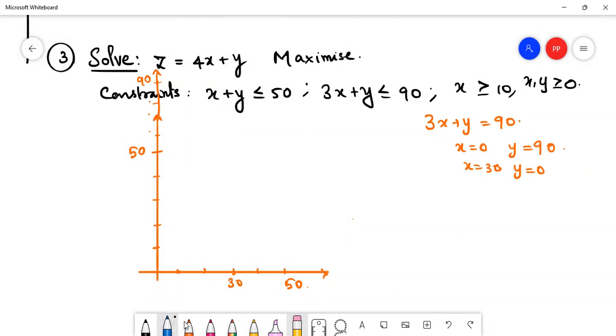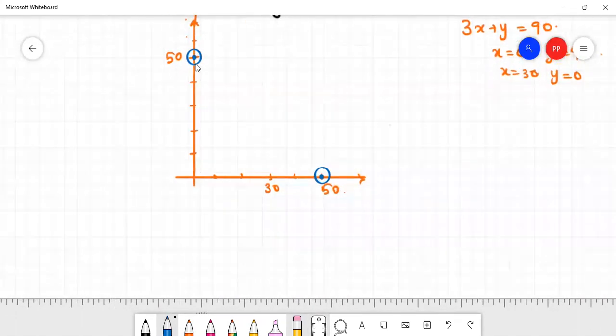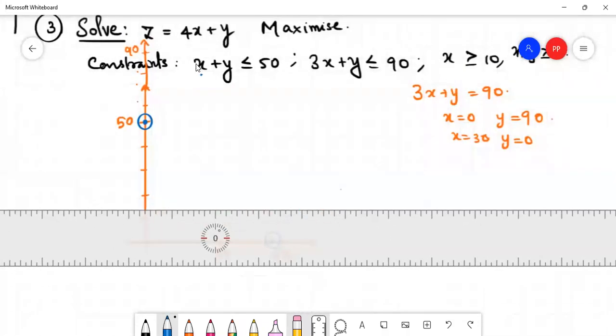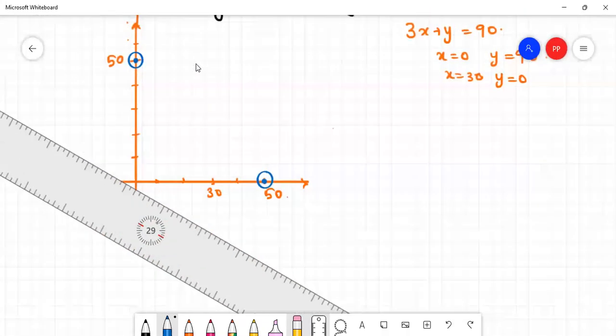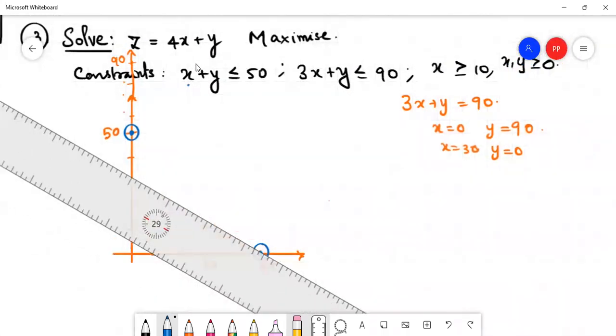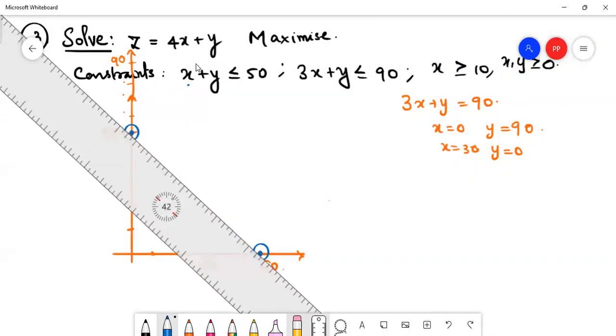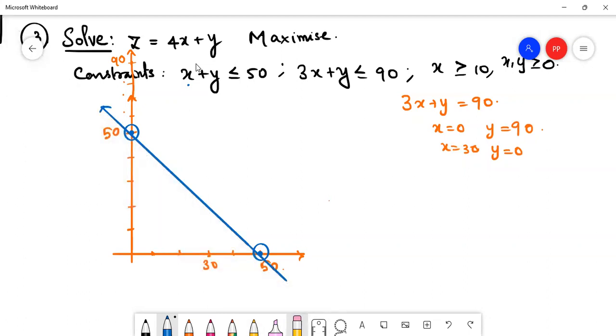I hope you're doing along with me. So x plus y is less than 50. Now when x is 0, y is 50. And when y is 0, x is 50. And as I had already told you, just mark less than or equal to.